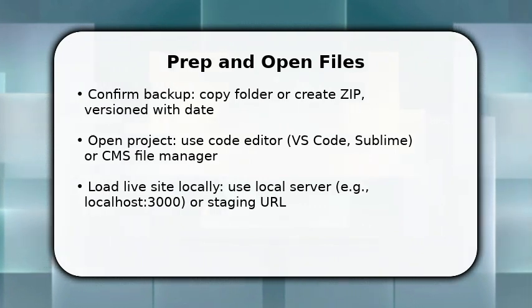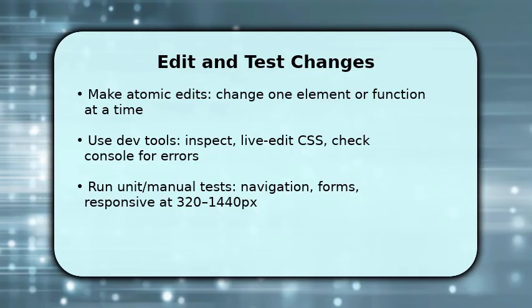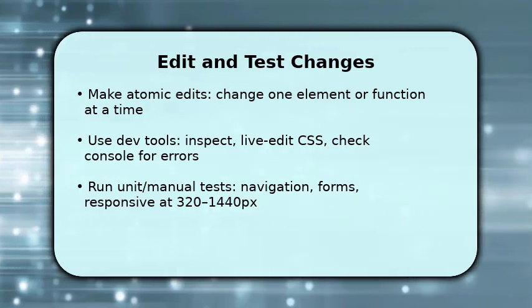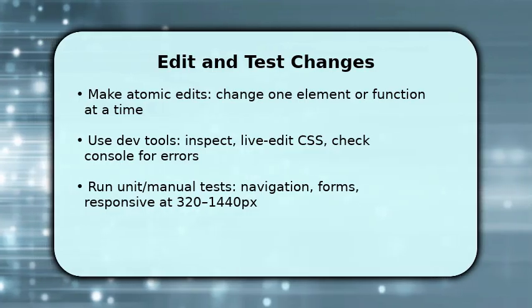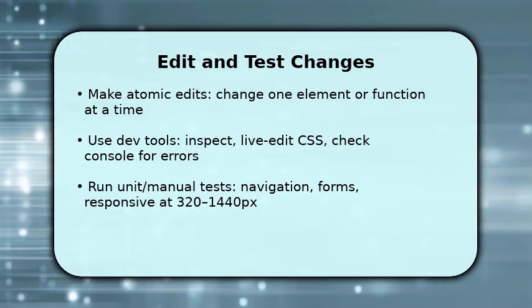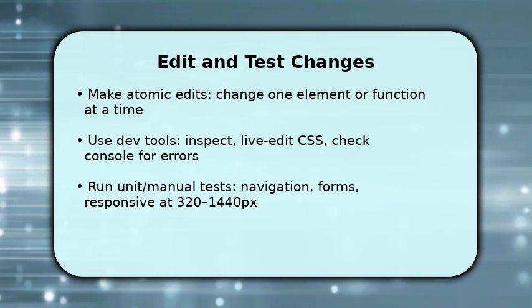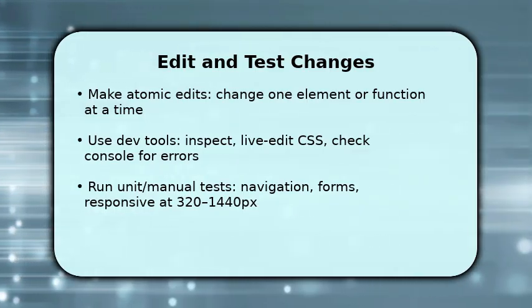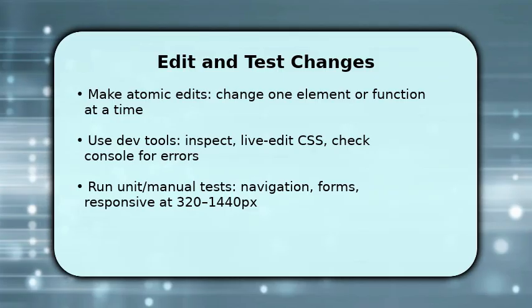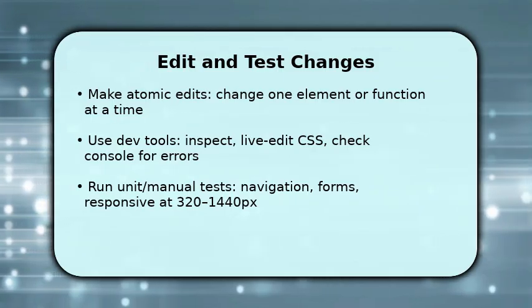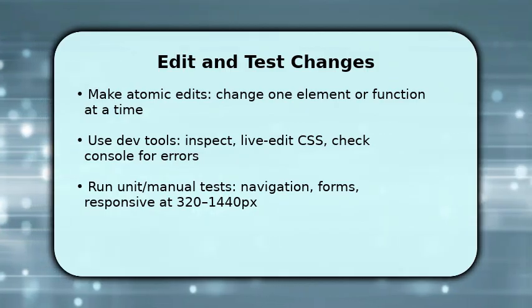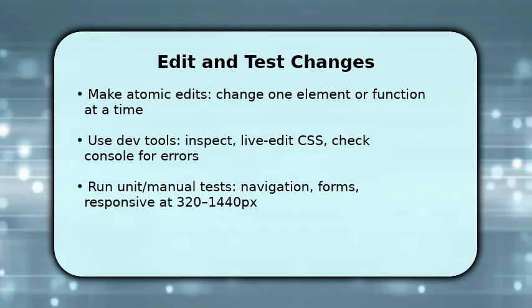You now make targeted edits, one element or function at a time, so you can trace cause and effect. Use browser dev tools to live edit CSS, inspect DOM, and watch the console for JS errors. This speeds iteration and prevents regressions. Once edits look correct, test interactions. Click links, submit forms, and resize from 320 to 1440 pixels to confirm responsive layout. If a script fails, step back to the last working chain.